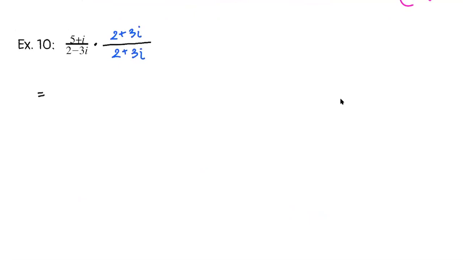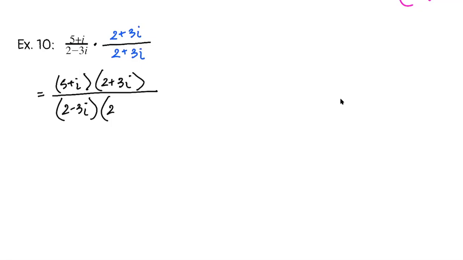Now, sometimes I find it helpful to write it all as one fraction. And now it's nothing more than foiling on the top and foiling on the bottom. Okay. So I'll give you a moment to foil on the top and foil on the bottom, and then I'll start to show some of my thinking.